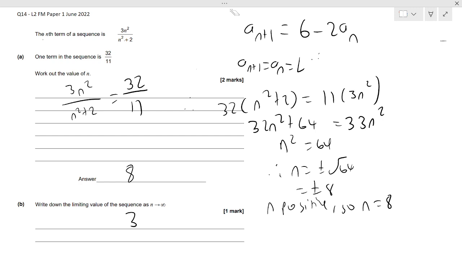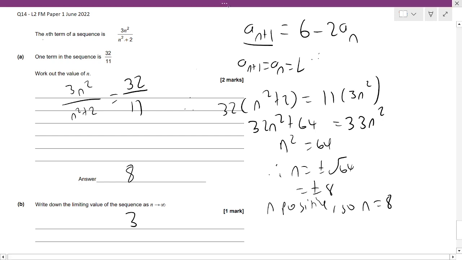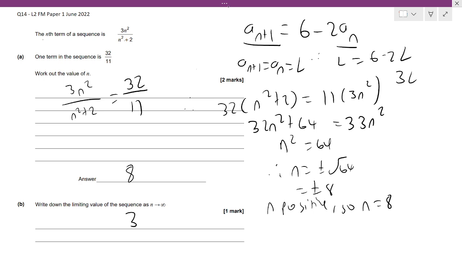So then you want to find the limiting value. You essentially make both of these terms the same. So that means L is going to be 6 minus 2L. That means then 3L will be 6, L is 2, and that'll be the limiting value. That's telling you the sequence will converge to this number 2 here.